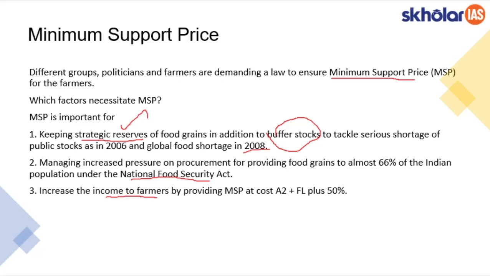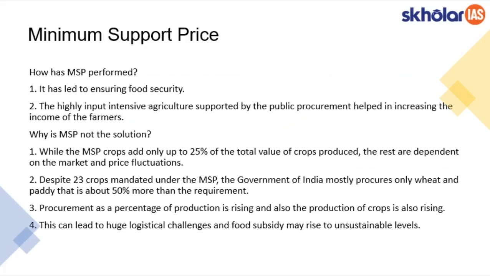Even if they are not able to sell their products in the market, MSP is a guaranteed income that they can rely upon. So for these three reasons, MSP is important. In addition to this, there are two other reasons why MSP is needed. We will see how it is efficient. The other two reasons are nothing but the actual performance of the MSP itself. One is that MSP has actually ensured food security. As I said, through the NFSA, 66% of the population is receiving food grains at a subsidized rate.